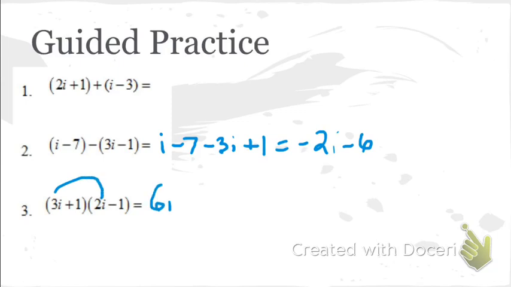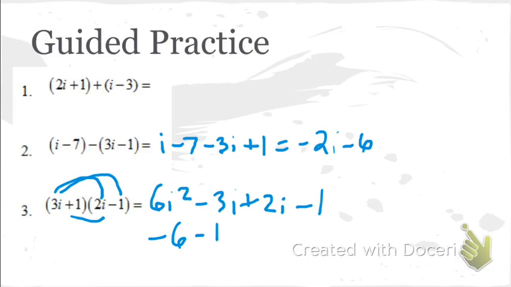So you get 6i squared, and then 3 times negative 1 is negative 3i, and then 1 times 2i is just positive 2i, and then 1 times negative 1 is negative 1. So you get negative 6 minus 1, and then negative 3i plus 2i is negative i. Then combine that, and you get negative 7 minus i. Got the real part, then the imaginary part. So that's the final answer.